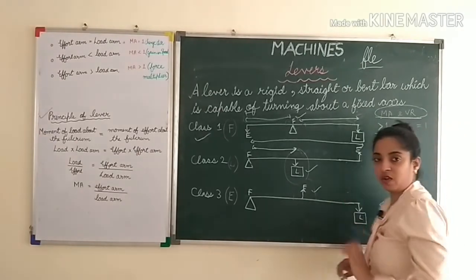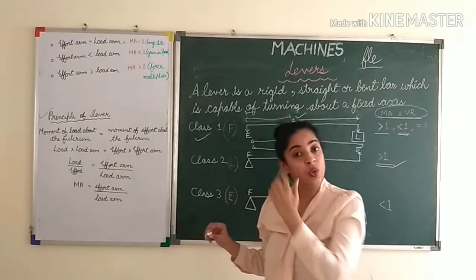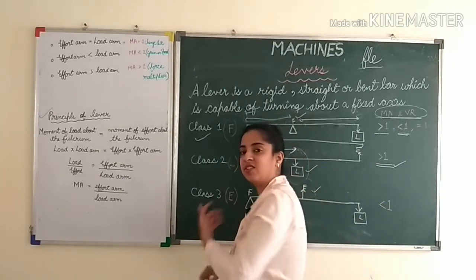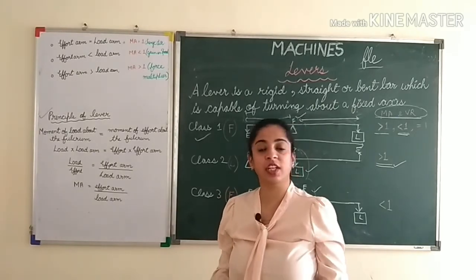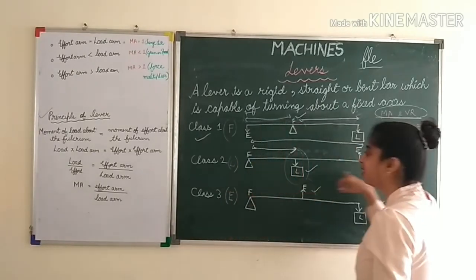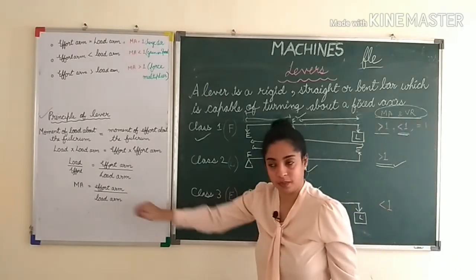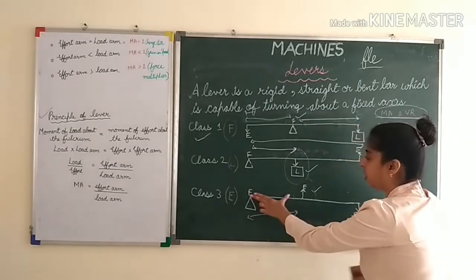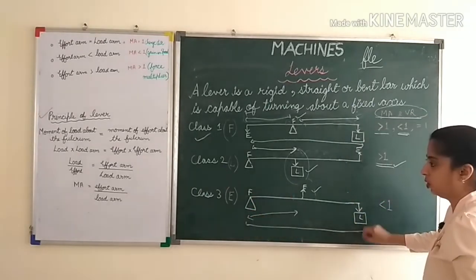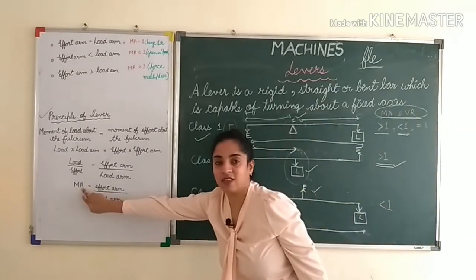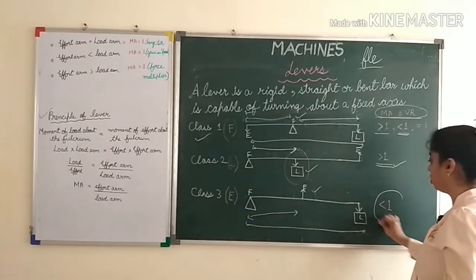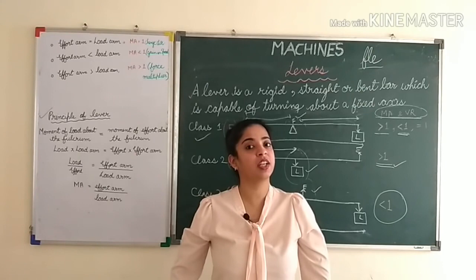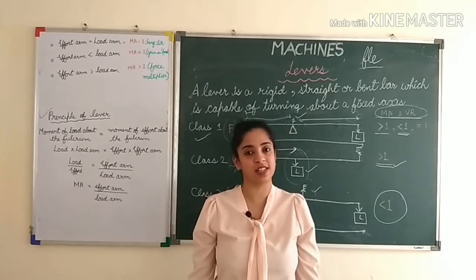This is a favorite question of the examiners: in class 2 levers, what is the mechanical advantage and why? Or in class 3 lever, what is the mechanical advantage or velocity ratio and why? So you have to explain it by drawing this diagram and writing this formula. Now in a class 3 lever, the effort arm is always smaller. This is the effort arm and this is the load arm. So if the load arm is bigger, mechanical advantage will always be less than 1. So in class 3 types of lever, mechanical advantage and velocity ratio both are always less than 1.